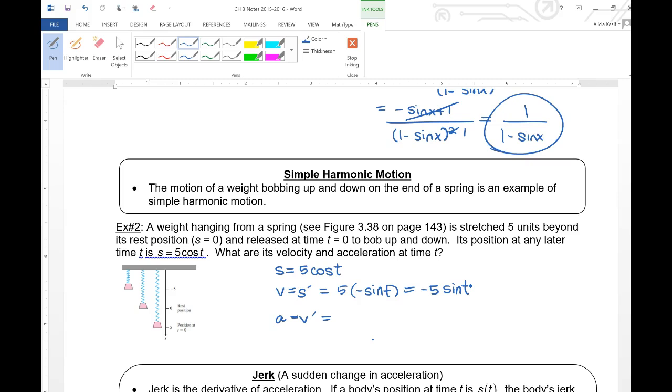And then what about the acceleration? Right, now we want to take the derivative of that. Again, the -5 doesn't go away. The -5 just gets multiplied. Well, what's the derivative of sine? Regular cosine. So we get -5 cosine of t. Good? Any questions?